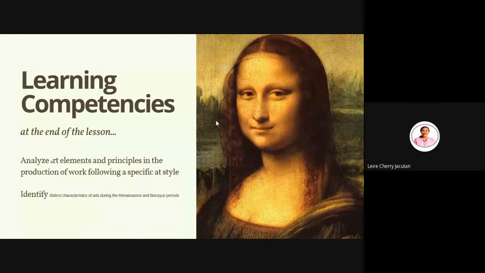So, babalikan natin lahat ng mga different art elements, ano yung iba't ibang mga principles of design, and then we will try to connect it sa mga different Renaissance and Baroque paintings and sculpture. So, yung second naman na learning competency natin is that at the end of the lesson, we'll be able to identify distinct characteristics of arts during the Renaissance and Baroque periods. So, dito naman, pag-uusapan natin kung ano ba yung iba't ibang mga characteristic ng Baroque art, ng Renaissance art.